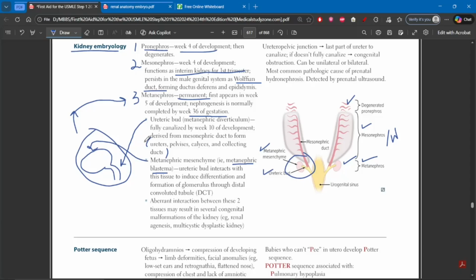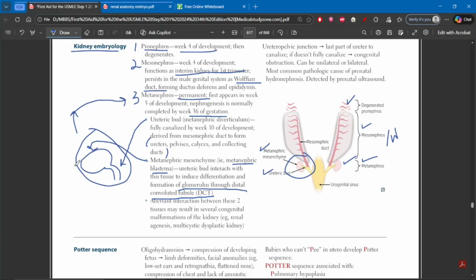Now you must know what these structures go on to form. The ureteric bud, or the metanephric diverticulum, forms the ureters, pelvises, calyces, and the collecting ducts. And the metanephric blastema forms the glomerulus and the distal convoluted tubule. So that's what it forms.